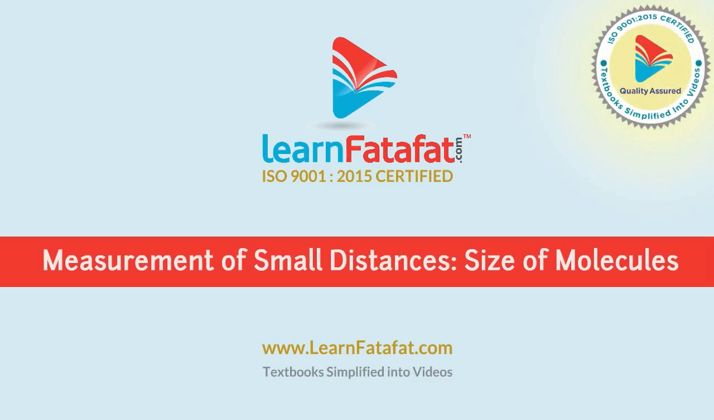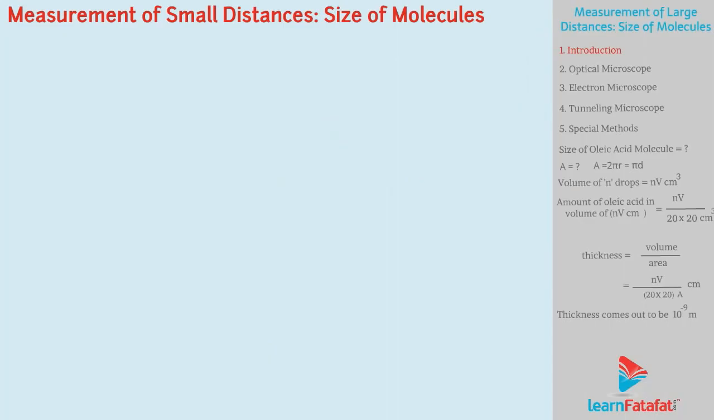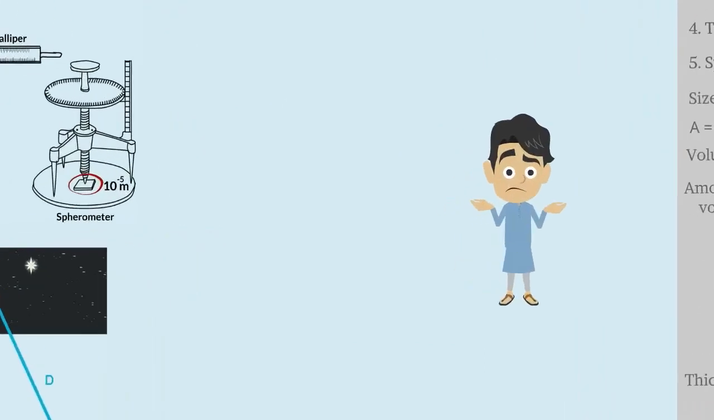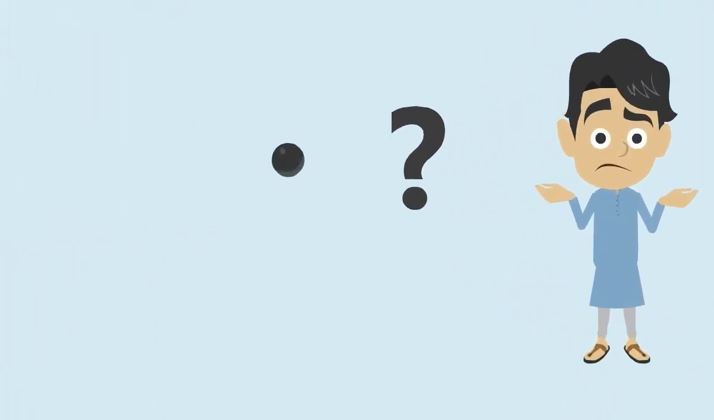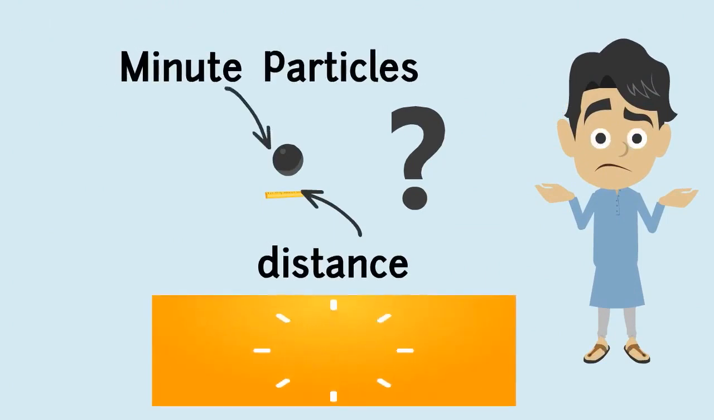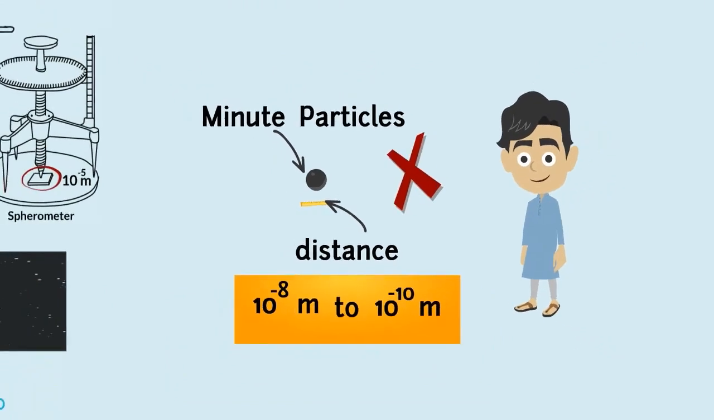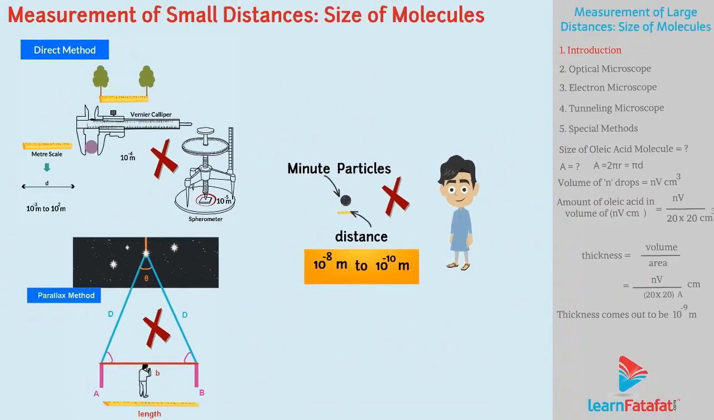Measurement of large distances. Size of molecules. Dear students, as of now, we have learnt about direct methods and parallax method of distance measurement. So now, can we use these methods for measuring the distances of minute particles of the order of 10 raised to minus 8 meters to 10 raised to minus 10 meters? The answer is no. For that, we have to use some special techniques.